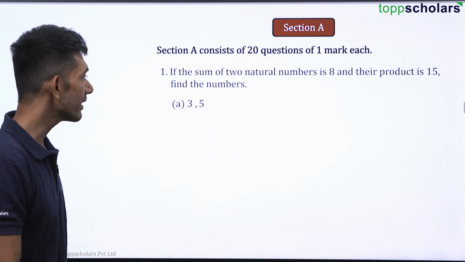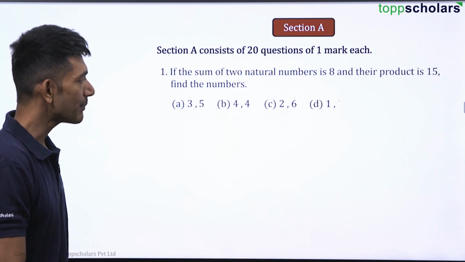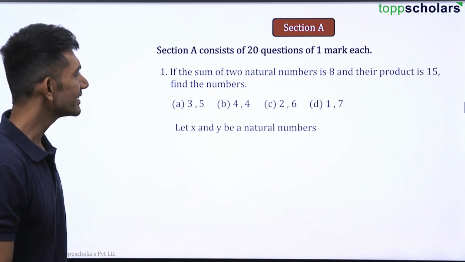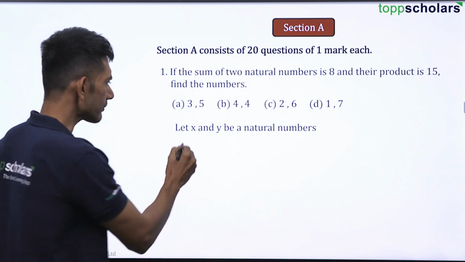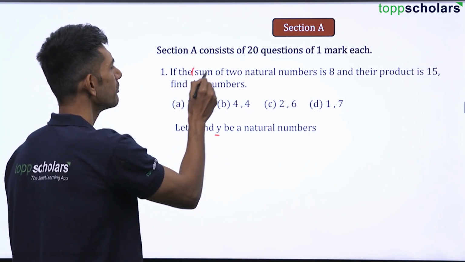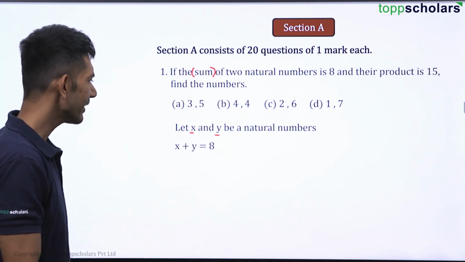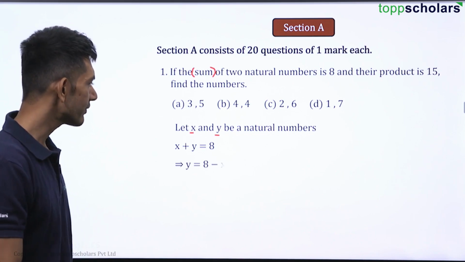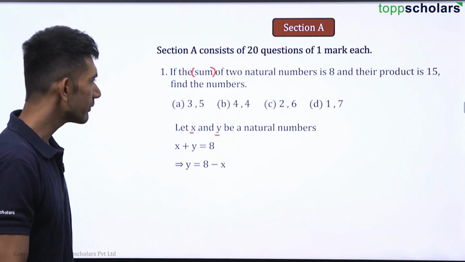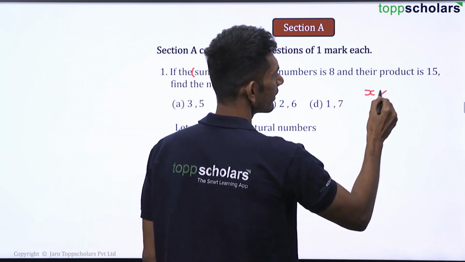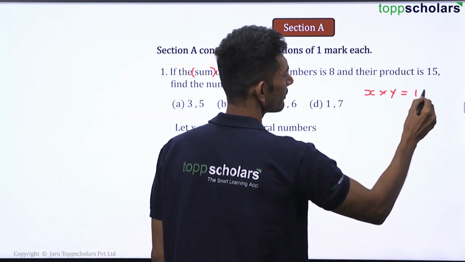Firstly, try to identify which chapter this question belongs to. So if you see, I can consider two numbers, right? Suppose x and y be natural numbers, then the sum is given. Sum means what? Addition. So can I say x plus y is 8? Yes. After that, their product is 15. Product is 15 means what? x into y, isn't it? x into y is 15.